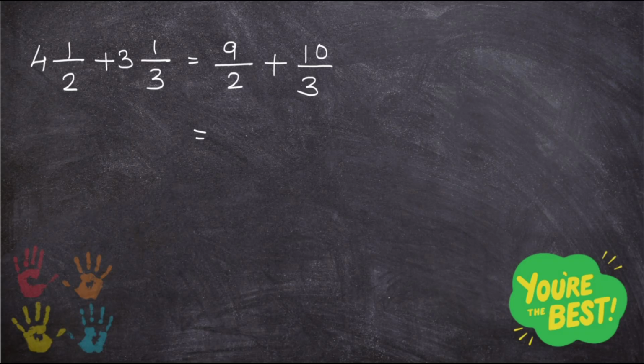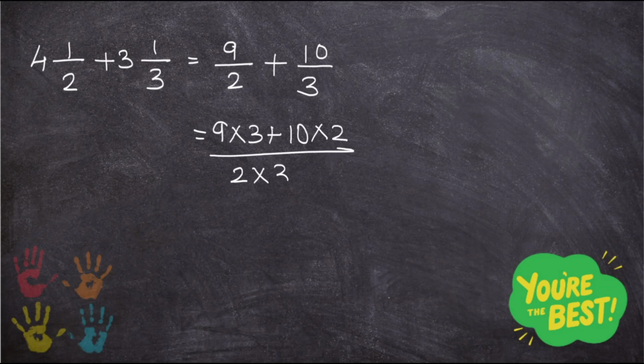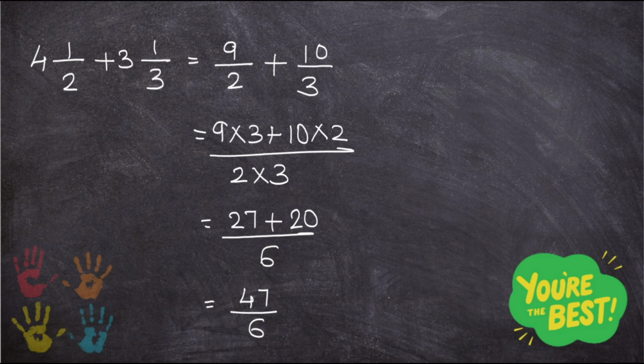Now, without wasting much time, I'll go and do cross multiplication. So 9 into 3 plus 10 into 2, whole upon 2 into 3. 9 times 3 gives me 27 plus 10 times 2 gives me 20, whole upon 2 times 3 gives me 6. So the answer will be 47 upon 6.